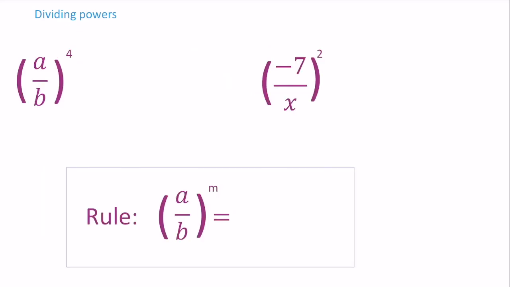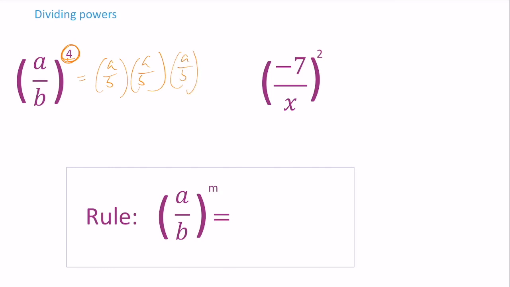All right, so now we're going to raise these quotients, which is a division problem, to a power. So let's just see what happens. We get a over b, but I got to multiply that 4 times because that exponent applies to the whole quantity inside the parentheses.